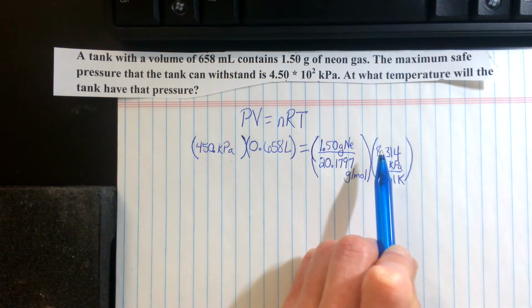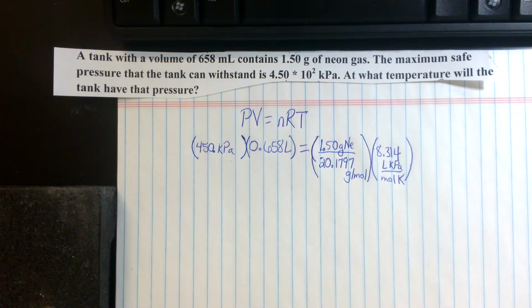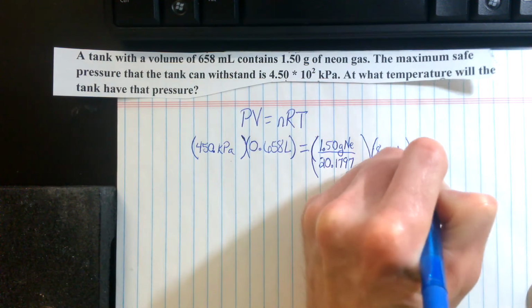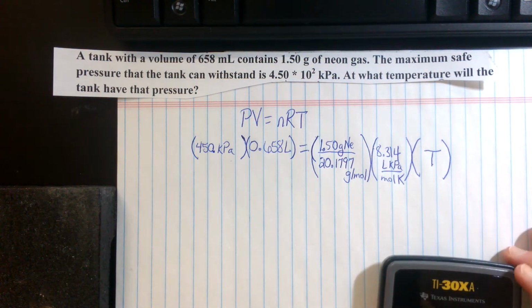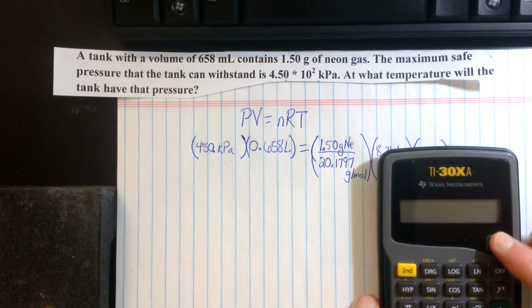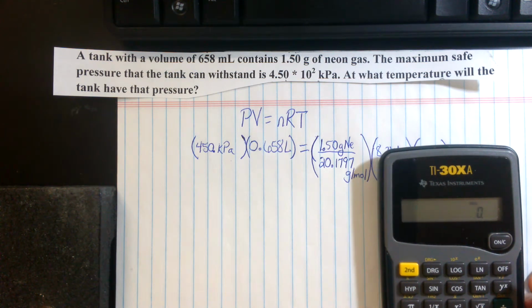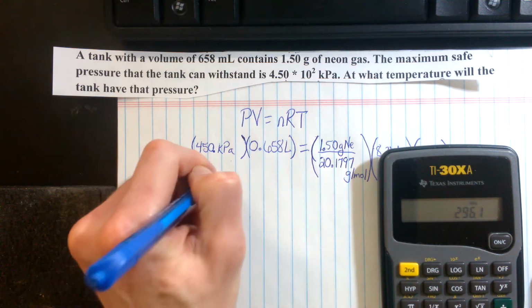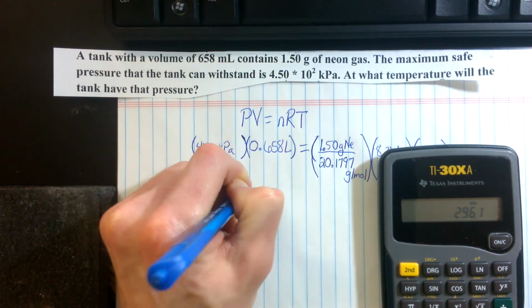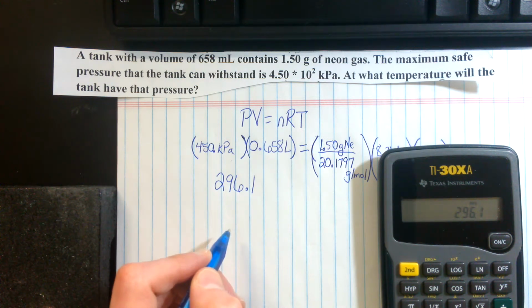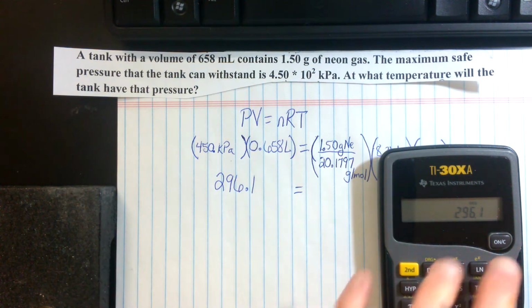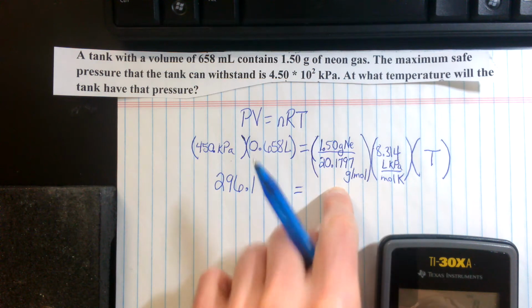And then finally on this question, at what temperature will the tank have that pressure? So we are hunting for temperature. So to solve this, we need to go 450 times 0.658. Okay, it comes out to be 296.1. Now I'm not going to control anything on sig figs until the final answer. And then let's solve this quantity.